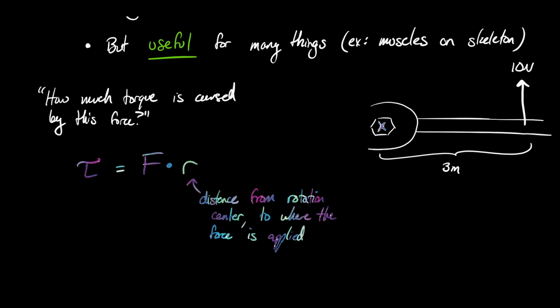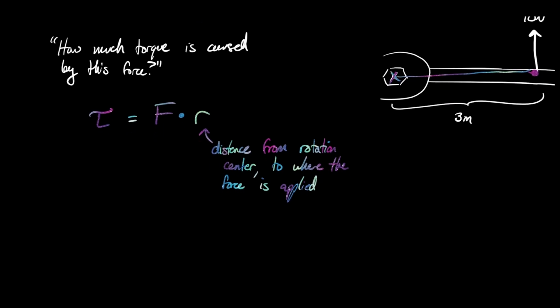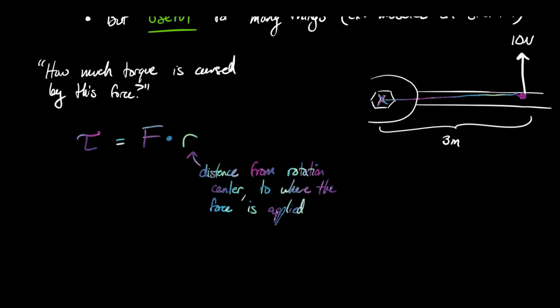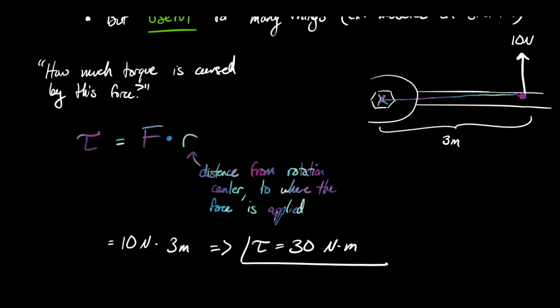So in our case, it's this distance right here between the x and where the push is, which I told you was 3 meters. So in this example, I have a force of 10 newtons times an r of 3 meters for a total torque of 30 newtons times meters. Again, this is a completely new unit, newtons times meters. You've never seen this before. A torque is a totally new kind of quantity.